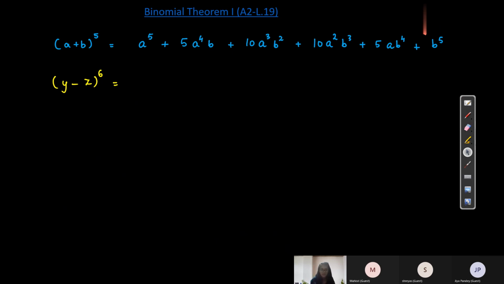Now all you have to do is, in the expansion of a plus b, in place of a, you have y, and in place of b, you have negative z. If you guys know this concept, subtraction is actually addition of the additive inverse. So when you're subtracting z, that means you are adding negative z. Did you guys know this concept? That subtraction is actually addition of additive inverse.